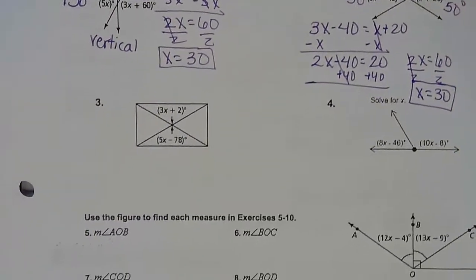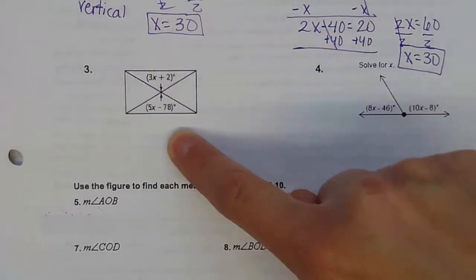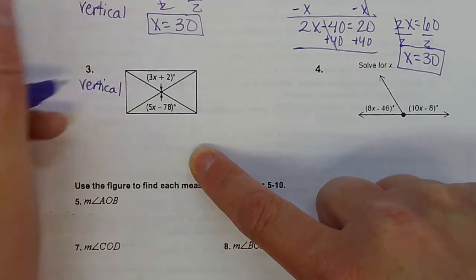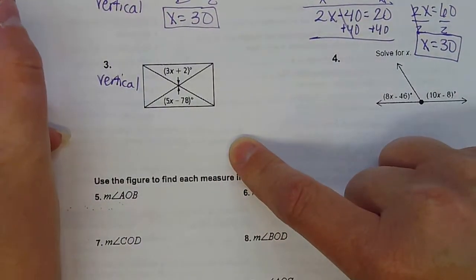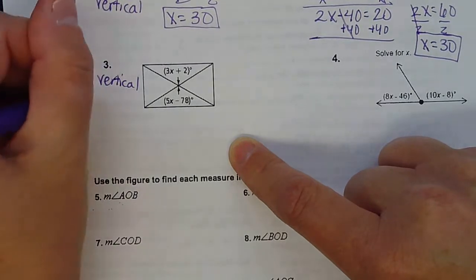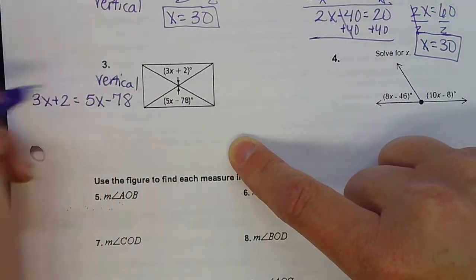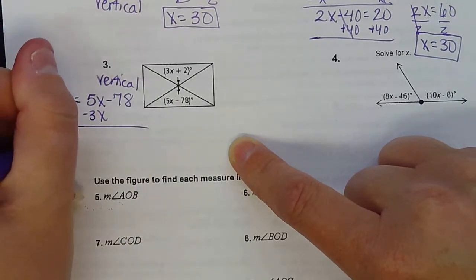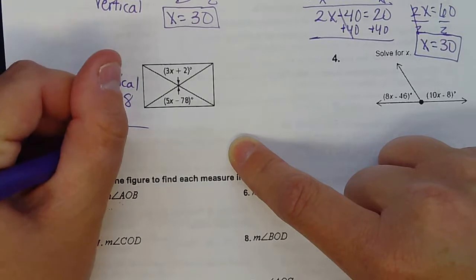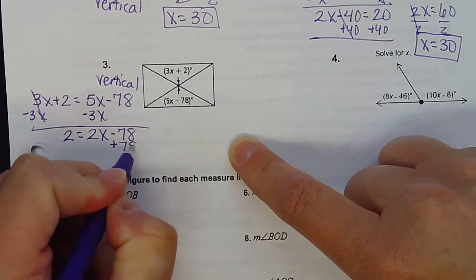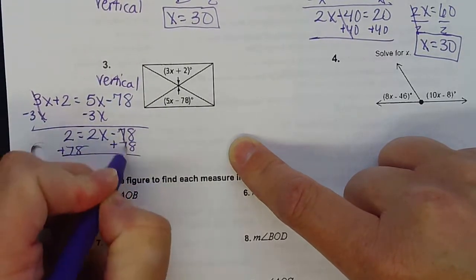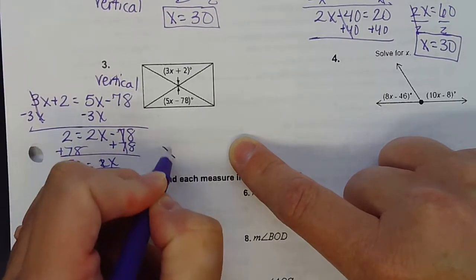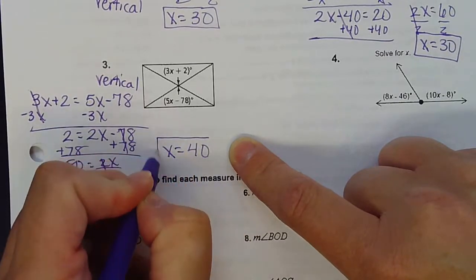All right, number 3. These, again, are vertical angles. They're back to back. So because they are vertical, you should have set them equal. So 3x plus 2 equals 5x minus 78. Subtract 3x. 2 equals 2x minus 78. Add 78. 80 equals 2x. Divide by 2, and this one you get x equals 40.